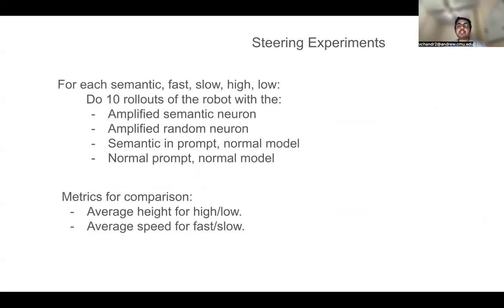In our amplification experiments, we found many neurons associated with semantic embeddings like fast, slow, high, low, and amplified them with a sweep of values from the range of 2 to 50. Then we measured the characteristics of the robot in 10 rollouts for the condition with an amplified semantic value vector, random value vector, the semantic characteristic in the prompt, and the basic prompt. We measured the performance of each condition through average speed and height.